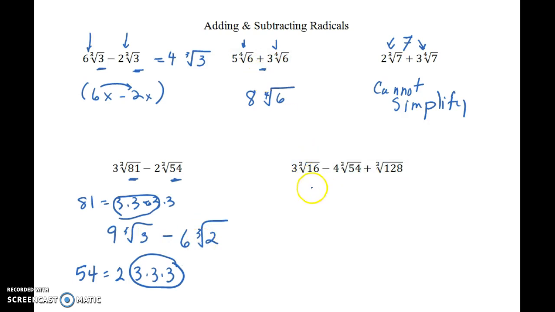If we look at the next one, we've got 16, 54, and 128. So we're going to have to do a little bit of work here. So 16, and they're all cube roots, so that's good. So 16 is the same as 2 times 2 times 2 times 2. That means one group of 2's comes out. 3 times 2, because 3 is our coefficient. 3 times 2 is 6 times the cube root of 2, because that's what's left.